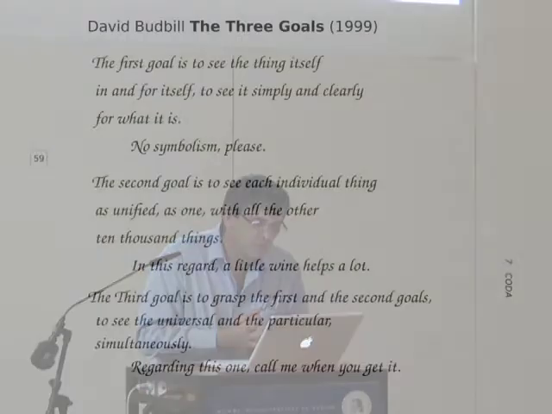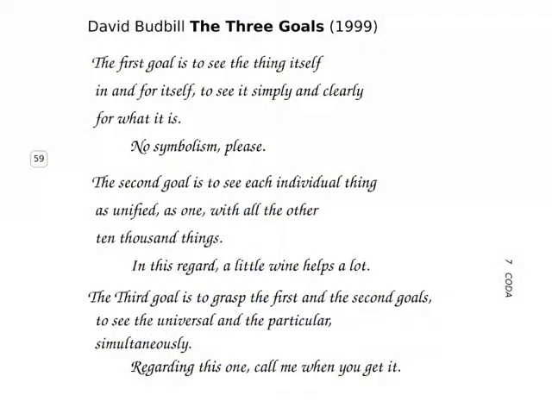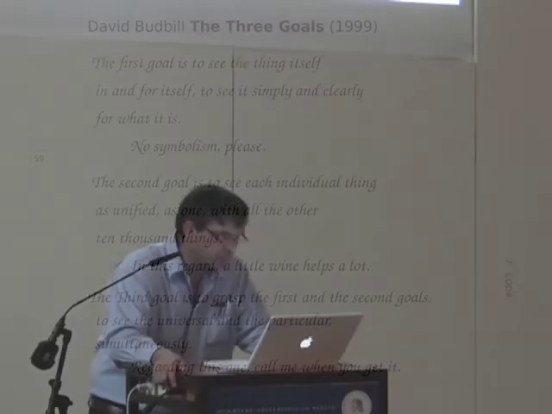And I would like to add my favorite statistical song by David Bowville. The first goal is to see the thing itself in and for itself, to see it simply and clearly for what it is. No symbolism, please. Second goal is to see each individual thing as unified, as one with all the other 10,000 things. In this regard, a little wine helps a lot. The third goal is to grasp the first and the second goals in this universal and the particular simultaneously. Regarding this one, call me when you get it, please. Thank you.